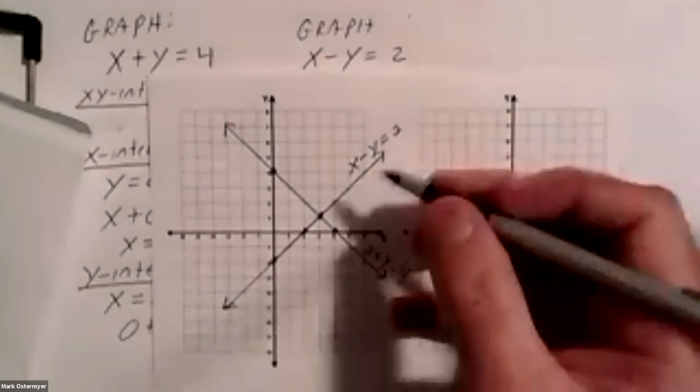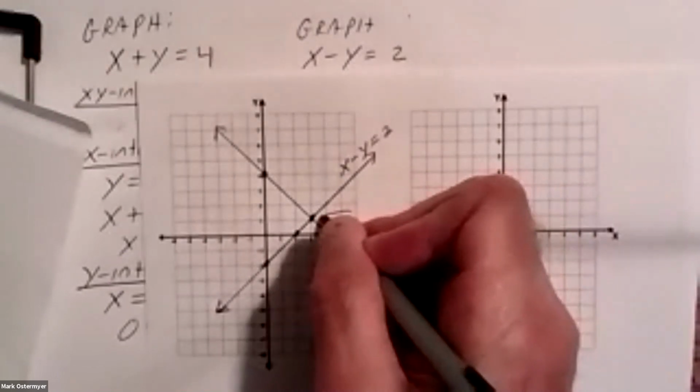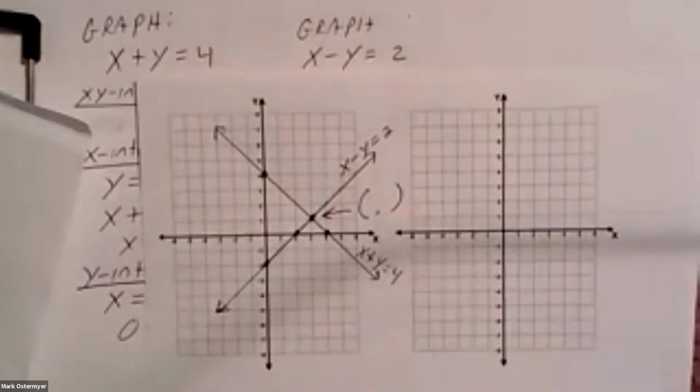Now, can we read off this point of intersection? That's why neatness is important here, ladies and gentlemen. We have to be able to read off this point of intersection. What's its ordered pair address? (3, 1). (3, 1).